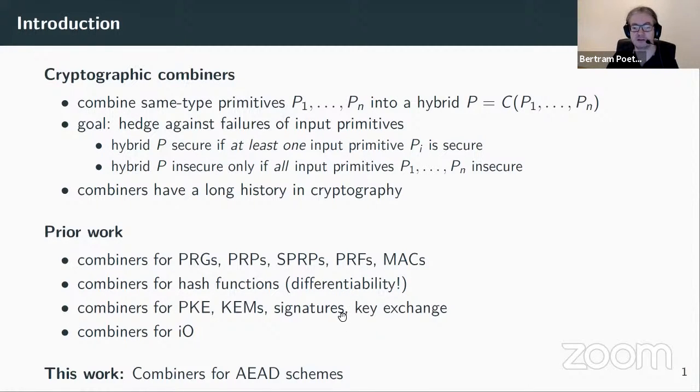One can do this for asymmetric schemes, which is an important thing in the last couple of years because of the transition to post-quantum schemes, which one doesn't really trust, but also not the classical ones. And then one can do this also for fancy primitives like indistinguishability obfuscation. Today's talk is about combining AEAD schemes into one.